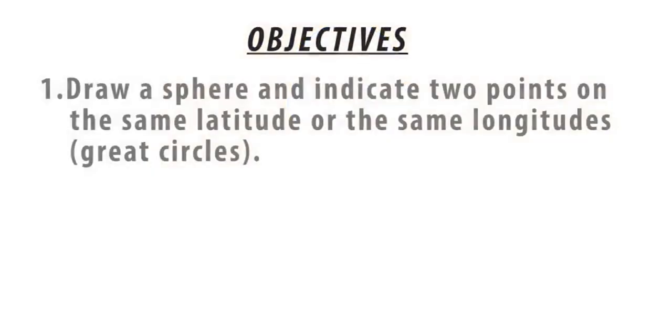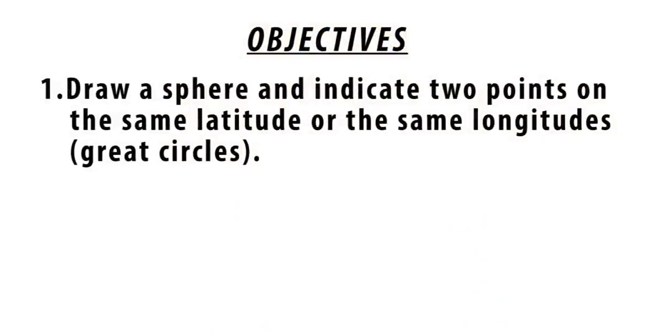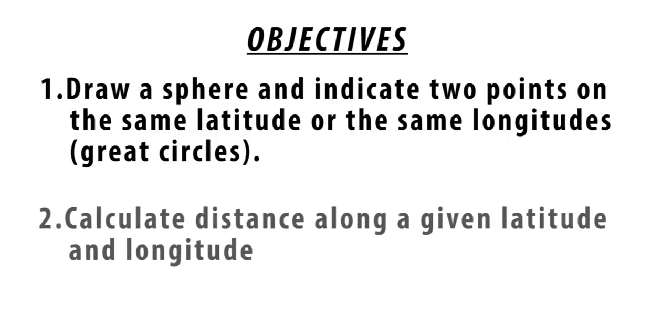By the end of this lesson, you will be able to: 1. Draw a sphere and indicate 2 points on the same latitude or on the same longitude. 2. Calculate a distance along a given latitude, which is a small circle. 3. Calculate distance along a given longitude, which is a great circle.